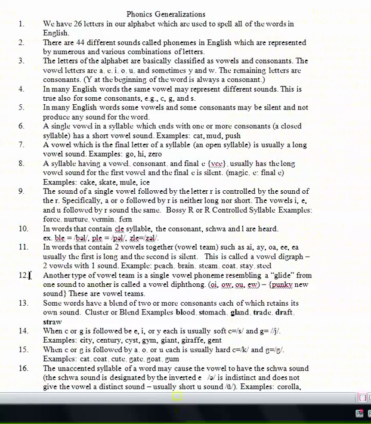Number 12. Another type of vowel team is a single vowel sound resembling a glide from one sound to another. This is called a vowel diphthong. O-I as oi, O-W as ow, O-U as ow, and E-W as ew. These are typically brand new sounds. The vowels are not long, they're not short, they're brand new sounds. These are vowel teams called diphthongs.